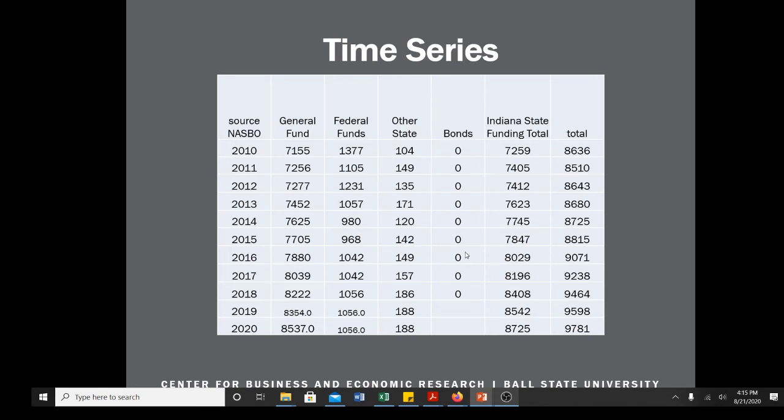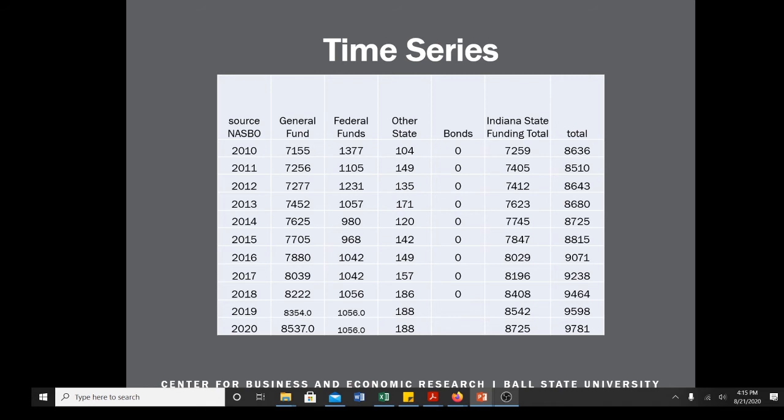These are time series data. These are from the National Association of State Budget Officers. They reflect general, federal, and other funds from Indiana to schools. These are in millions of dollars, right? So they're $7.1 billion in 2010. They're not adjusted for inflation.